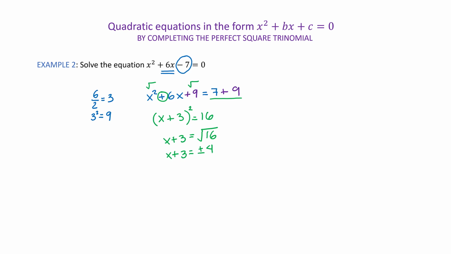I solve first with one sign and then with the other. X plus 3 is equal to 4. Therefore, x is equal to 4 minus 3, and x is equal to 1. To get our second solution, we use negative 4. X plus 3 is equal to negative 4. Therefore, x is equal to negative 4 minus 3. And this gives us that x is equal to minus 7.